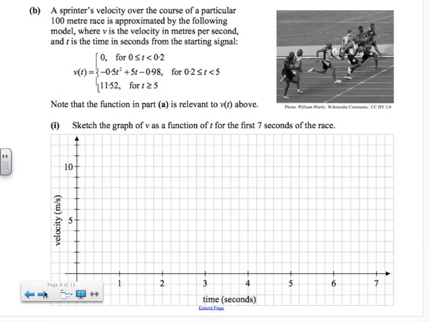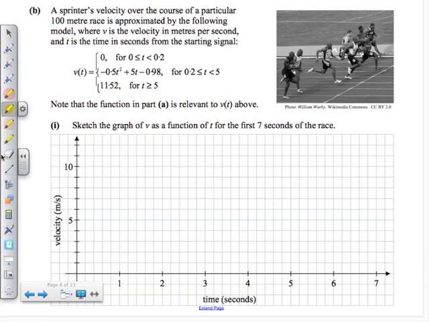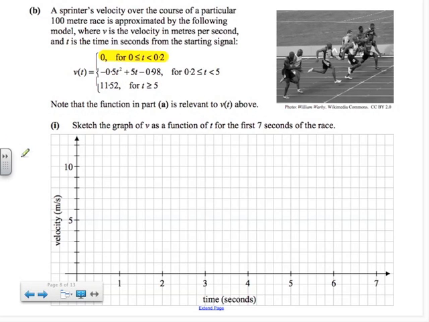Okay, in the second part, we're to draw a graph of this sprint race, and it's broken up into 3 parts. For the first 0.2 seconds, no distance is traveled. He hasn't moved yet. So we'll just mark that off.